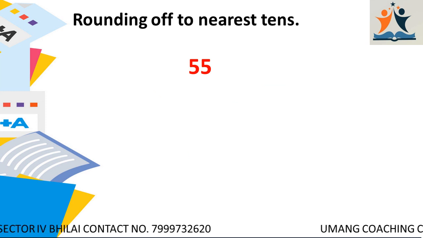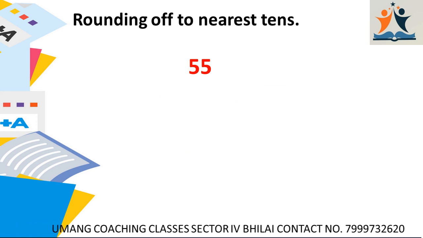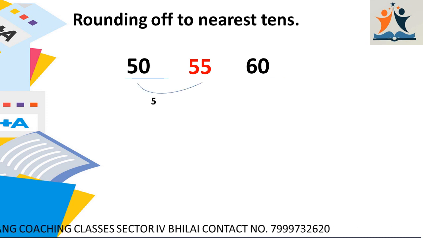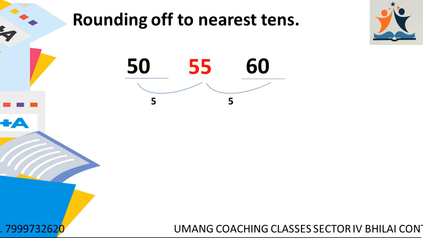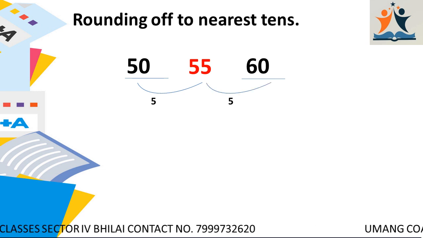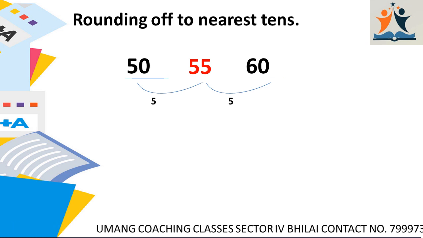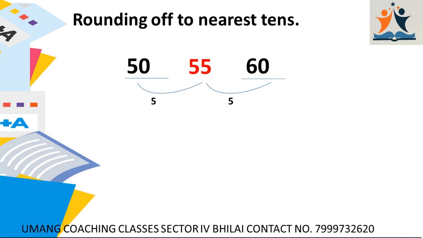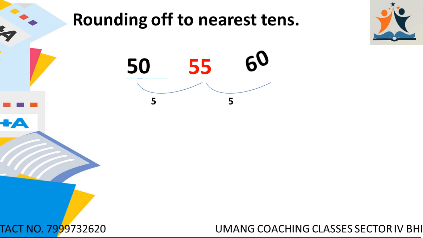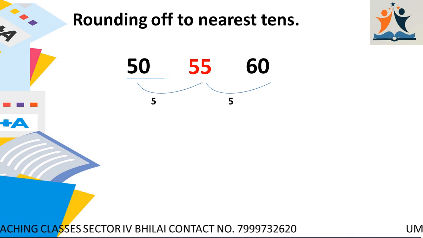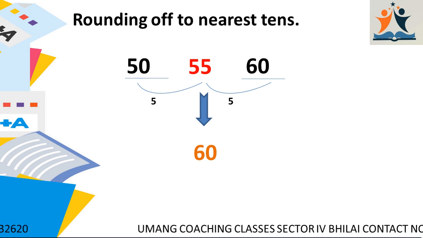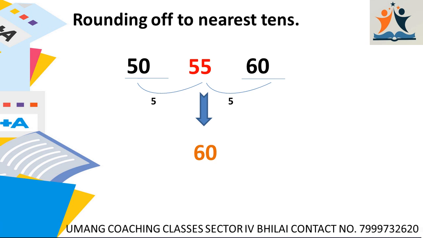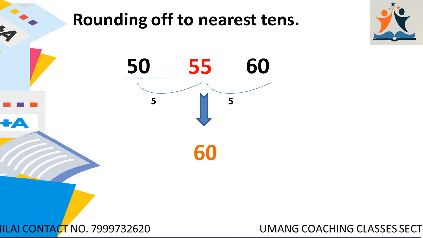Let's see another example, 55. The nearest tens to 55 are 50 and 60. Let's see the difference between them. The difference between 55 and 50 is 5, but the difference between 60 and 55 is also 5. Now what to do in such cases? The differences are the same. That means 55 is equidistant from 50 and 60. In such cases, we will take the after tens, and we'll write the rounded figure of 55 as 60. So if the value is equidistant from both tens, we'll take the after tens.